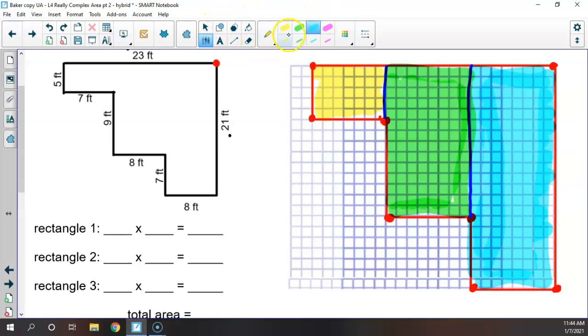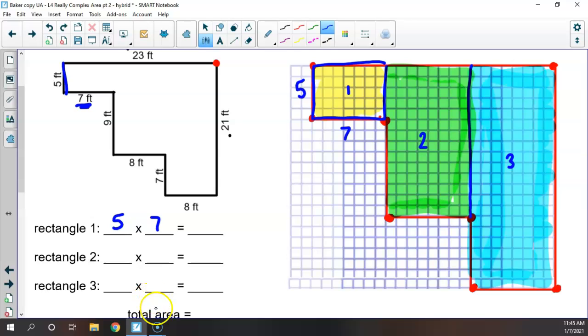Okay, so we are ready. So I am going to call this one rectangle 1, this one rectangle 2, and this one rectangle 3. All right, so now my job is to figure out the side lengths of each one. And so I'm looking over here. I've got this side here, and it's already recorded for me. So that's 5 feet. Now it is this side and this side. So they are recorded right there for me by being 7 feet. So that first rectangle would be 5 by 7 feet.